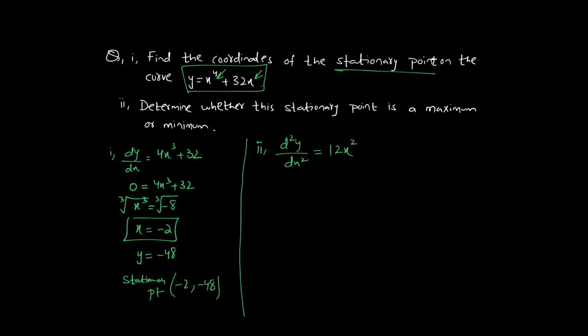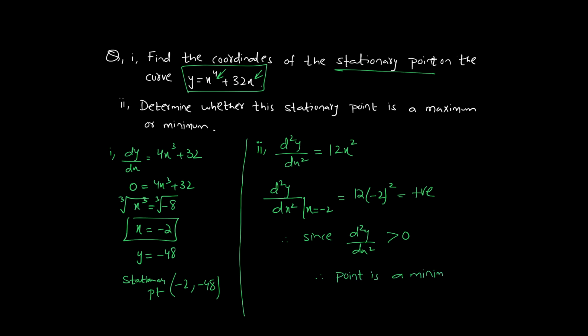square. Okay, now let's evaluate the answer for d square y over dx square at x equals minus 2. So at minus 2 you will get a positive value. So you will say, since d square y over dx square is greater than 0, it's a positive value, therefore the point is a minimum point, and that is the nature of this point. It's a minimum point.